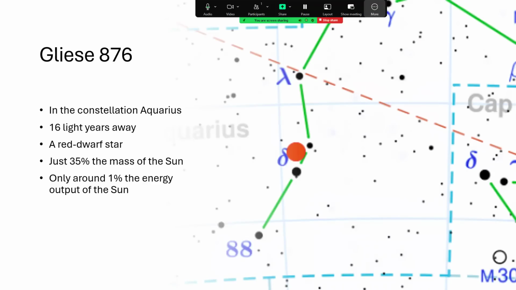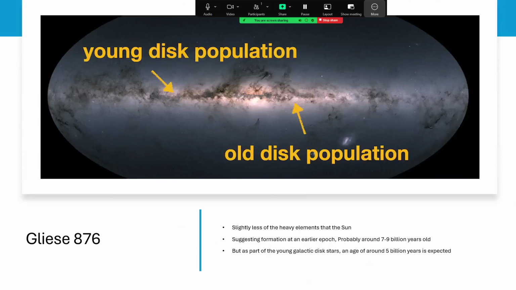It only outputs about 1% of the total energy, and a lot of the energy that comes away is in the infrared, so there's precious little by way of visible light. But by looking at the light, we discover a slight mystery with Gliese 876, and that is that the spectrum reveals very few of the heavier elements. The Big Bang formed hydrogen and helium, and not very much else.